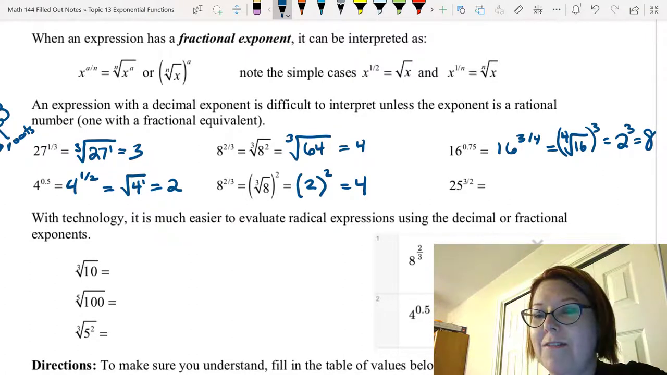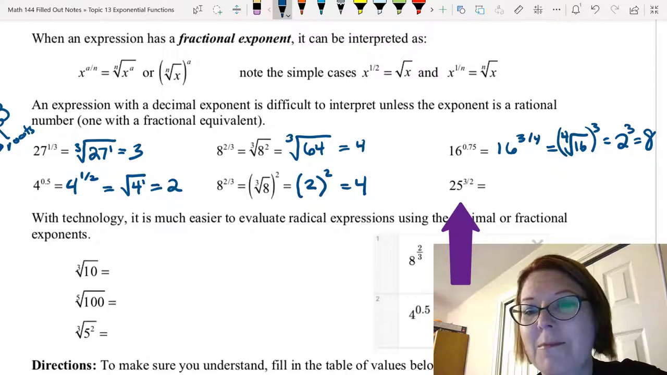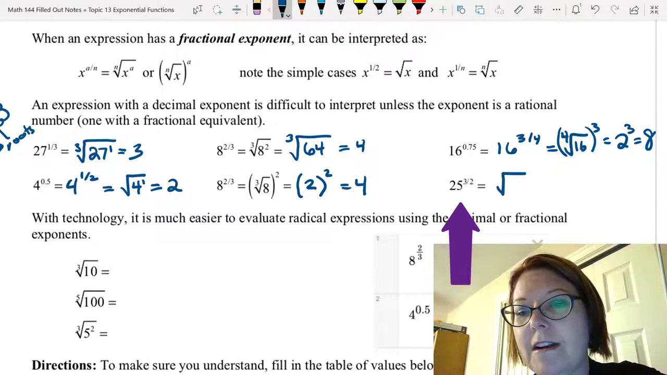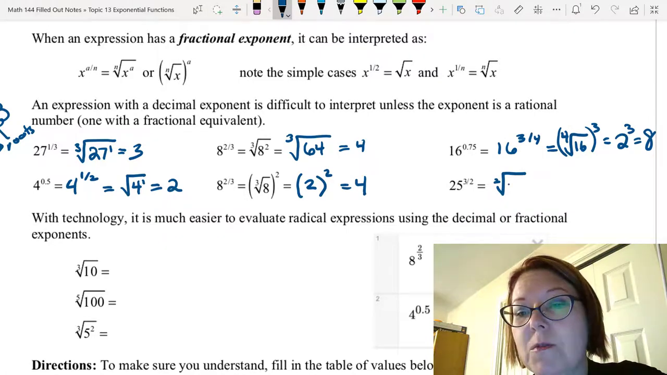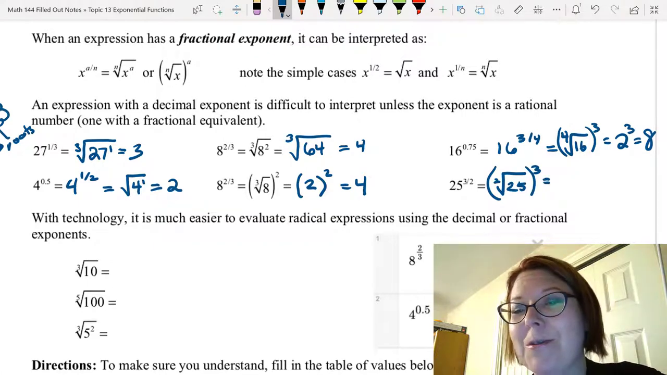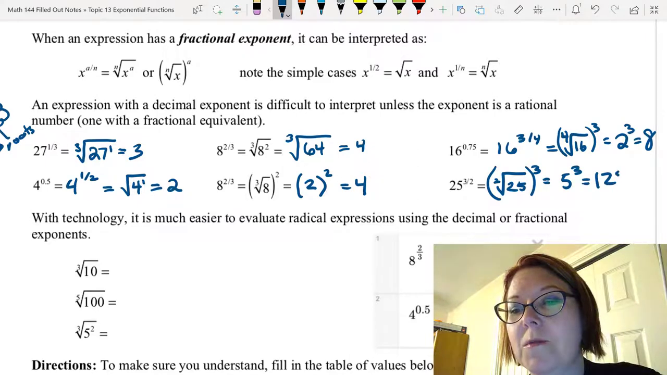Finally, 25 to the 3/2. The half is the bottom of the fraction, the bottom of the tree, so that's the root. It's a square root. You can write the 2 if you want, but you don't have to. And then we have the square root of 25, and we're going to do the cube after the square root of 25. We know the square root of 25 is 5, and so 5 cubed is going to be 125.